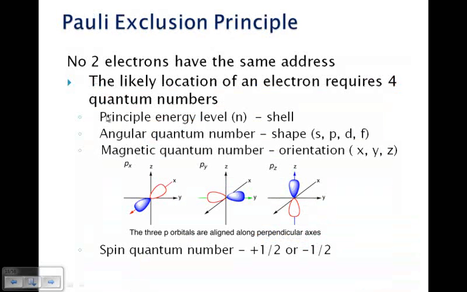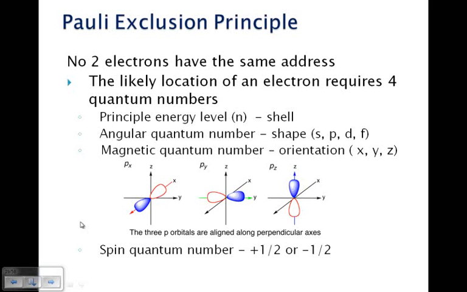Then there's the Pauli exclusion principle, which says no two electrons can have the same address. I use an analogy: I'm inviting you to a party, and if I just tell you that I live in Pennsylvania, do you have enough information to locate me? The answer is obviously no. If I tell you I live in Glen Mills, Pennsylvania, could you find my house? Probably not. You're a little bit closer, but you still can't find my house.